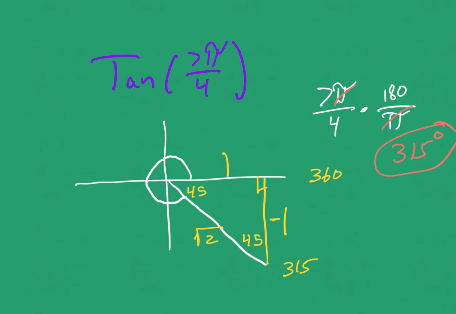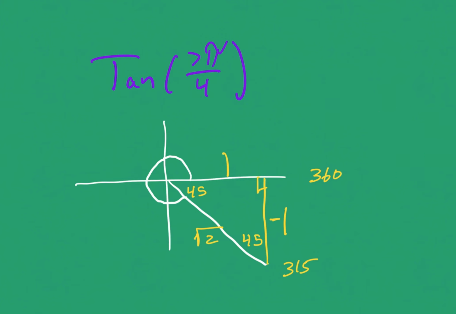So our tangent ratio then is going to be opposite over adjacent. And again, it's from our reference angle. So opposite is negative 1, adjacent is 1. So you get negative 1 over 1, which is just equal to negative 1. And you're done. That's the exact trig value of 7 pi over 4. Any questions with that one?